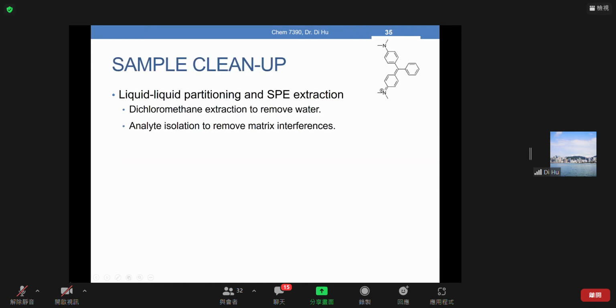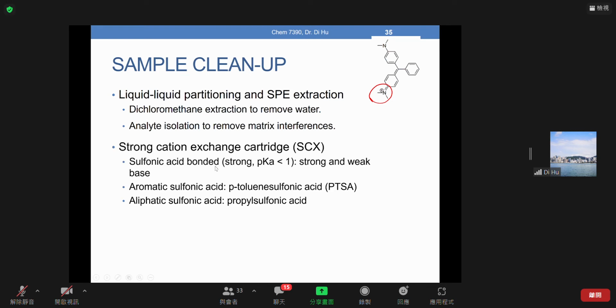Okay, and then we do sample cleanup. You can do liquid extraction, but what we normally do is SPE, and for the SPE column we use a strong cation exchanger. That means we are using analyte isolation, right? Because we are going to retain the analyte, the compound, instead of retaining the interferences.